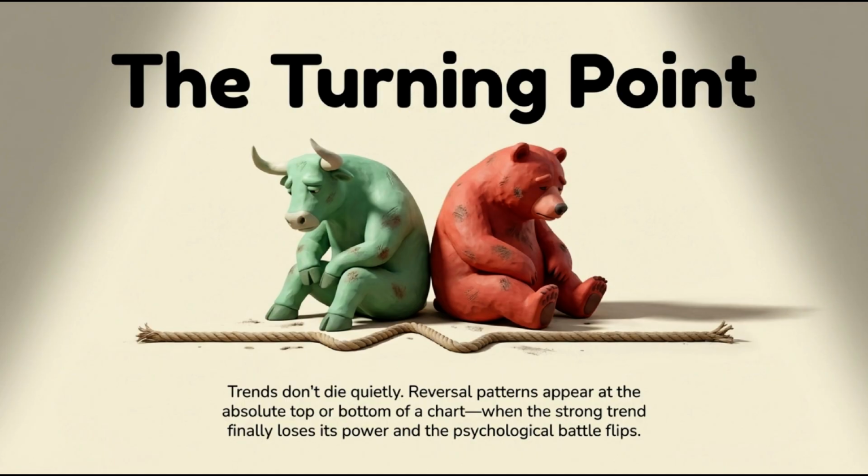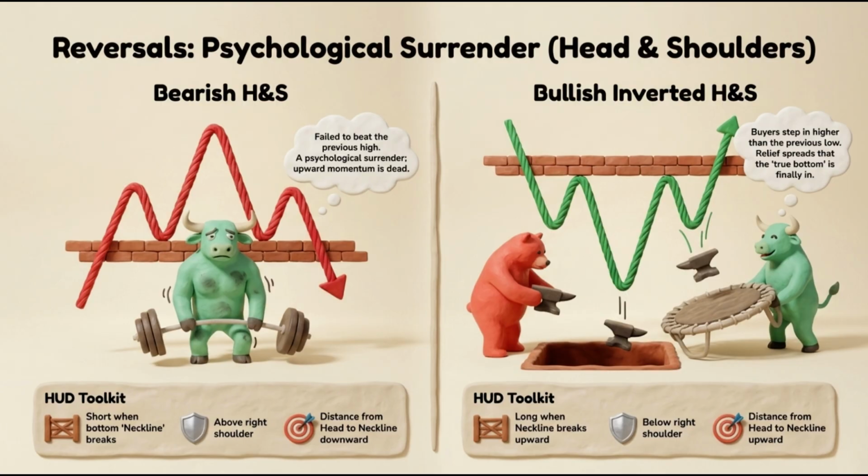Reversal patterns appear at the absolute top or bottom of a chart when a strong trend finally loses its power and the psychological battle flips entirely to the other side. This is where the big vibe shifts in the market happen. The head and shoulders pattern is the ultimate sign of psychological surrender.